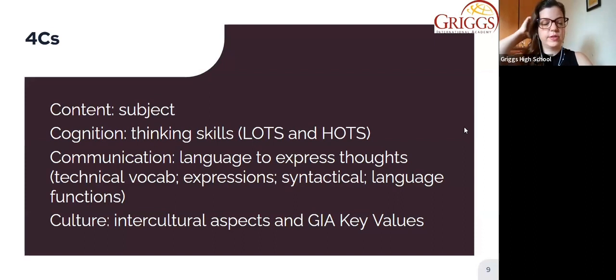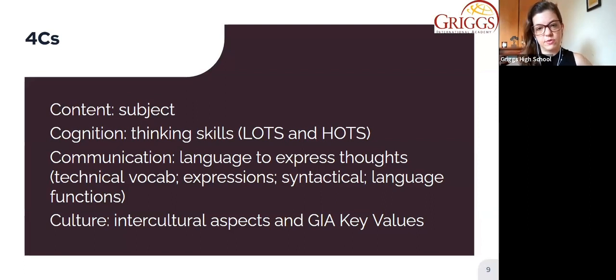So in order to do that, we use the 4 C's: content, cognition, communication, and culture. You will see how our lesson plan is organized around the 4 C's. The first C, content, is the subject. What are we teaching, right? We're teaching health. Within health, what are we teaching? We're teaching macronutrients. That is the content.